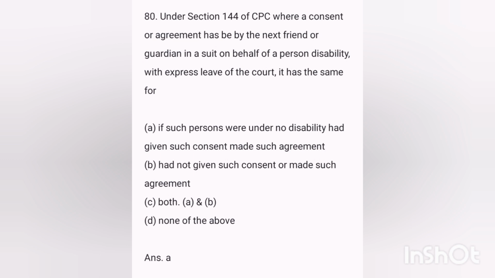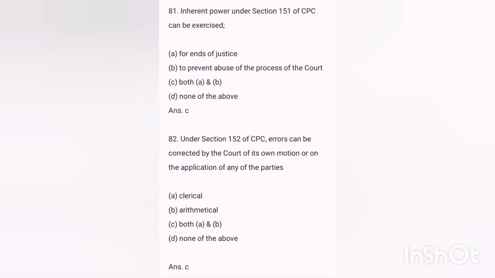Next, under Section 144 of the CPC, where a consent or agreement has been given by the next friend or guardian in a suit on behalf of a person under disability with the express leave of the court, it has the same effect as if such person were not under disability and had given such consent, made such agreement. Answer was A. Next, inherent powers under Section 151 of the CPC can be exercised. Answer was C, both A and B.